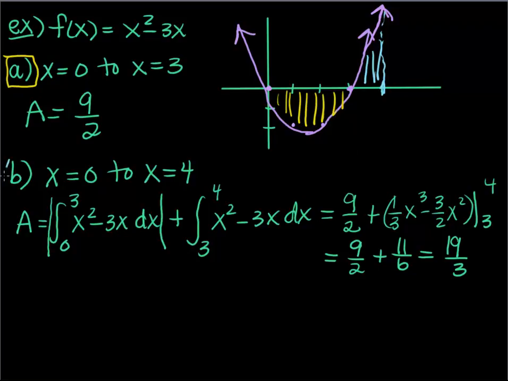But that's the blue part here. So if I wanted this blue part, that's going to be that plus now the yellow part. So that is the area that I am going to get, that 19/3. I hope that makes sense.